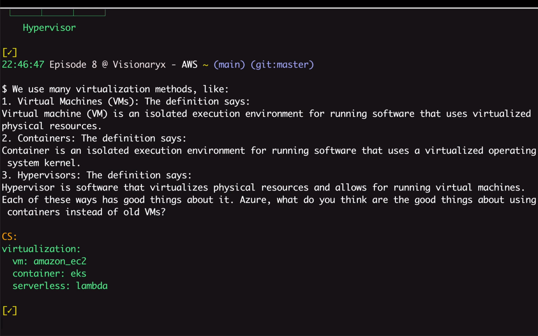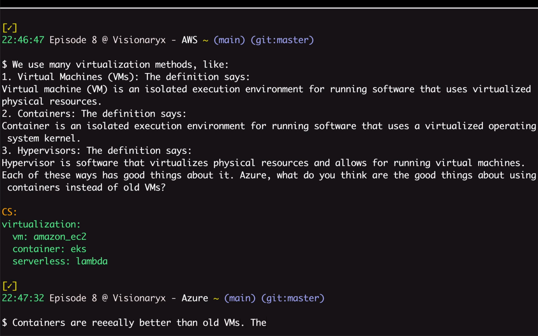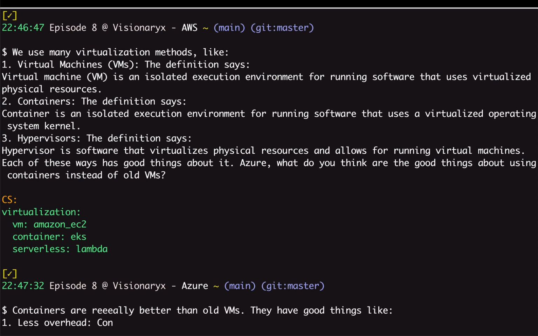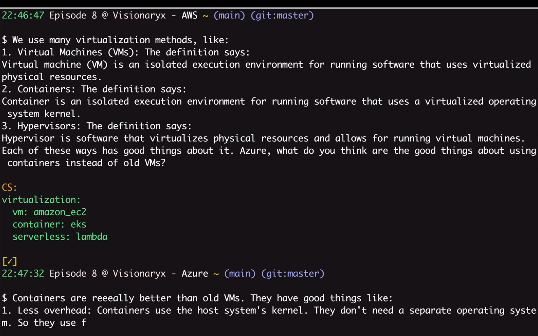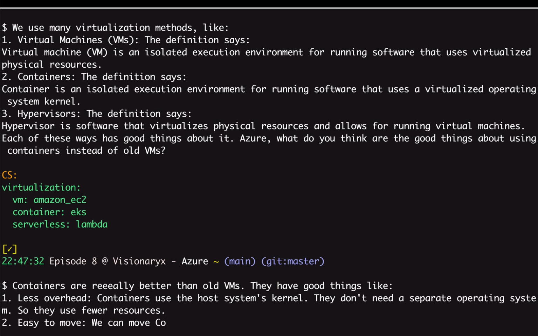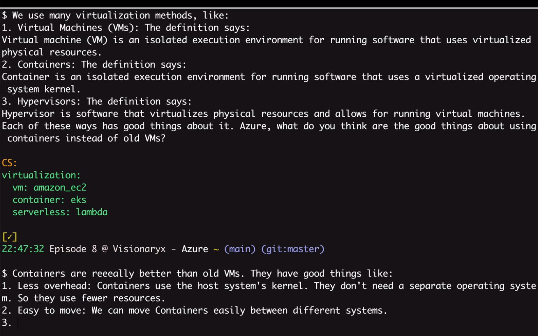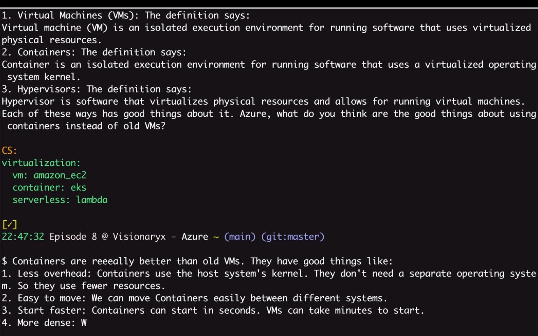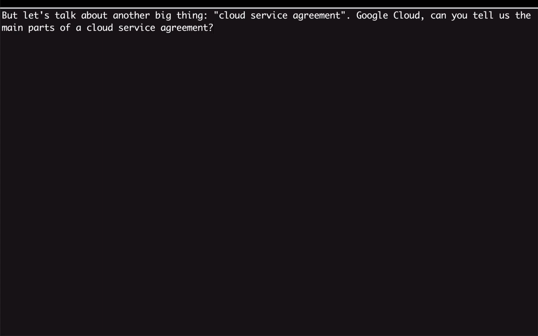Azure, what do you think are the good things about using containers instead of old VMs? Containers are really better than old VMs. They have good things like 1. Less overhead. Containers use the host system's kernel. They don't need a separate operating system, so they use fewer resources. 2. Easy to move. We can move containers easily between different systems. 3. Start faster. Containers can start in seconds. VMs can take minutes to start. 4. More dense. We can run more containers on one real server.